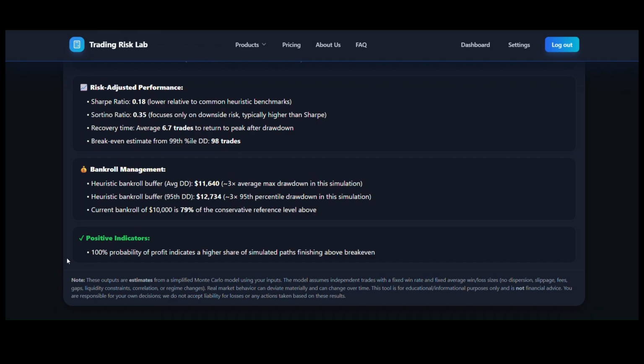The key takeaway is simple. This tool doesn't predict exact results. It shows you what is statistically likely, what is painful but normal, and what risks your system must survive. Use it to size risk, set expectations, and make sure your strategy is something you can actually stick with over the long run.